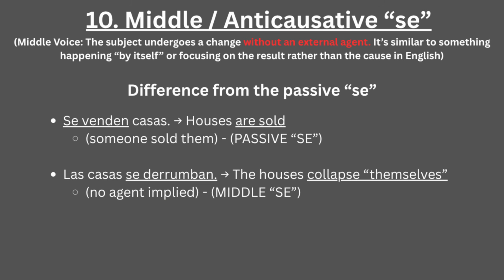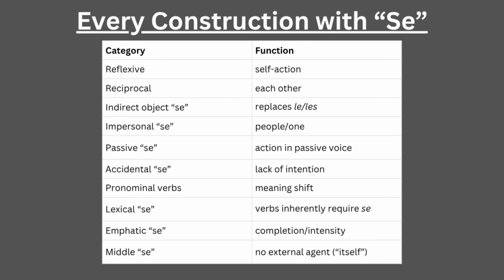Even so, it differs from the passive se because there is no agent that is implied, which makes it easy to recognize, like in the sentences se venden casas. Houses are sold. Las casas se derrumban. The houses collapse themselves. In conclusion, this is how se fully works in Spanish. By looking at this chart, you can see every construction and understand when to use it in which context, because the word is very common in written and spoken Spanish.